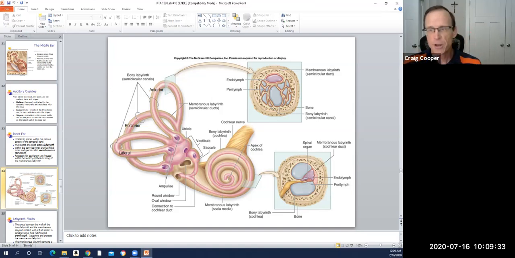But this particular part of the brain is what really gives us that information about where our head is in space, and how quickly we're spinning in a given direction, or how quickly we're accelerating or decelerating, either vertically or horizontally. So they all have different features, and we'll get more into that a little bit later.